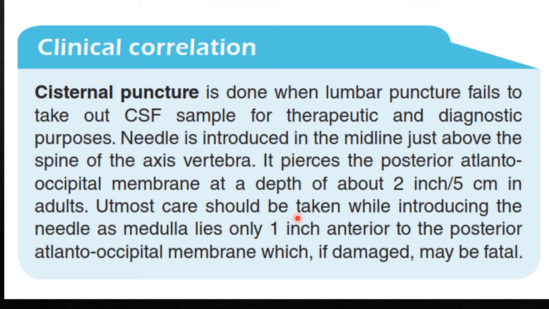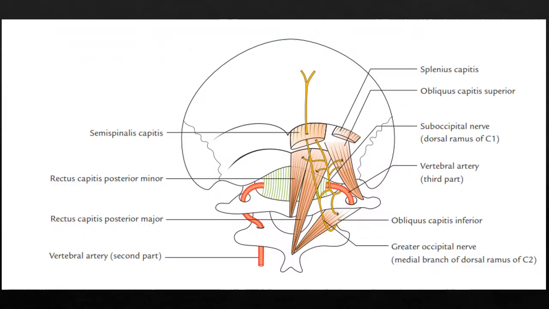So coming to the clinical aspects of this is cisternal puncture. The cisternal puncture is done when lumbar puncture fails to take out a CSF sample for therapeutic and diagnostic purposes. The needle is introduced in the midline just above the spine of the axis. So we have to be very careful here how they puncture. Let me show you that.